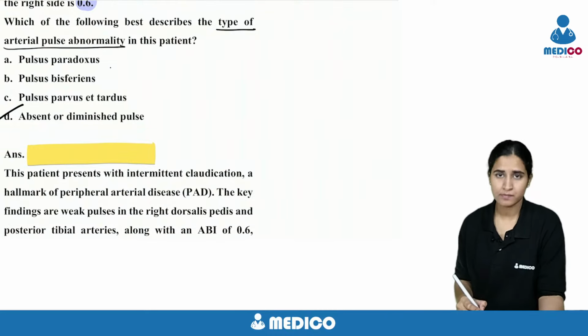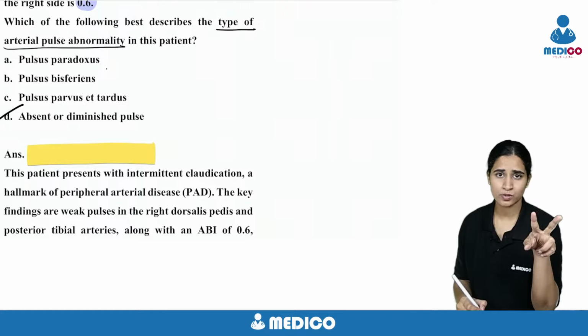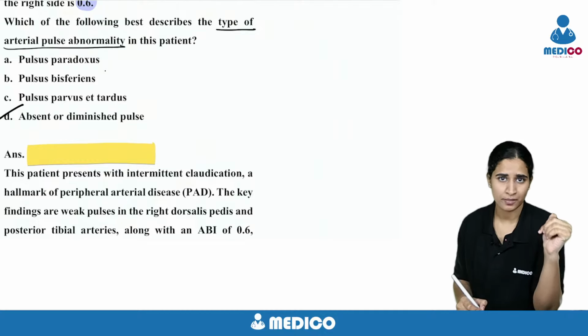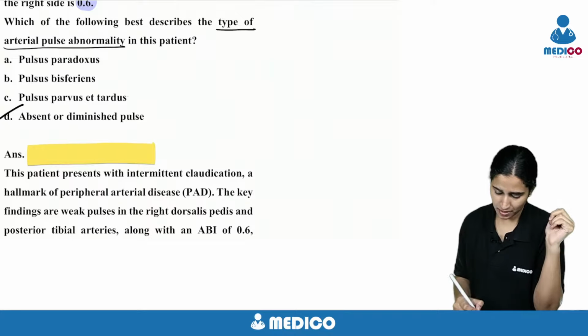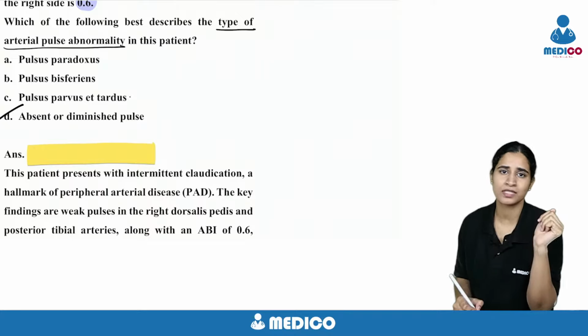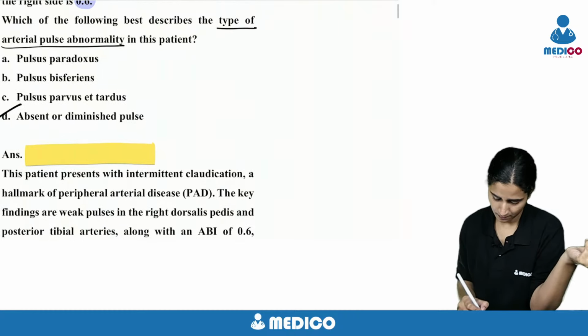What is pulsus bisferens? It is a two-peaked pulse, two peaks in the systole. That you see in severe aortic regurgitation with mild aortic stenosis and hypertrophic obstructive cardiomyopathy. And pulsus parvus et tardus, it's a short peaking and late peaking pulse. You see that in severe AS.